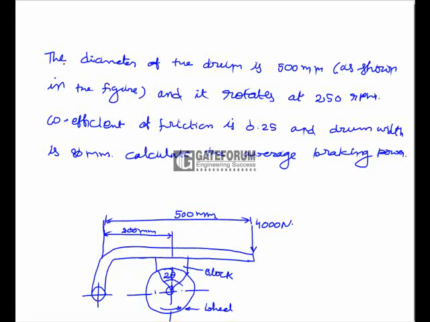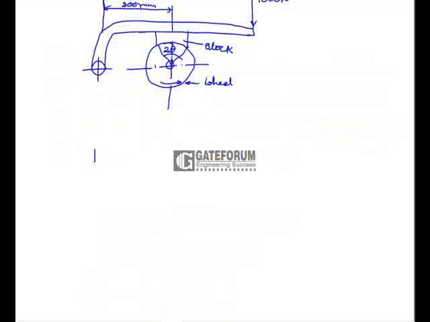The drum is 500 mm as shown in the figure and it rotates at 250 rpm. Coefficient of friction is 0.25 and drum width is 80 mm. Calculate the average braking power. So here is the given diagram. The drum rotates at 250 rpm, and here is the column of length 500 mm with 4000 Newton applied at the free end of this column, and here it is the fulcrum. Now consider the free body diagram of this.